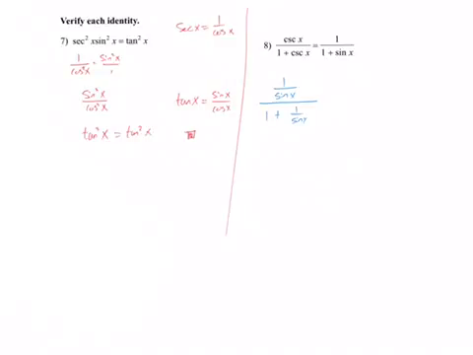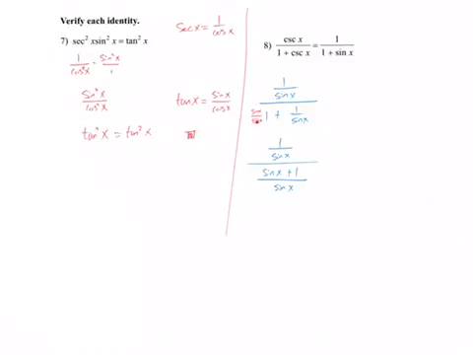Now I have two different terms there on the bottom, so I'm going to try to add those together. In order to do that, I need to have the same denominator, so I'm going to multiply this 1 by sine of x over sine of x. I'm going to end up with 1 over sine of x over sine of x plus 1 over sine of x.